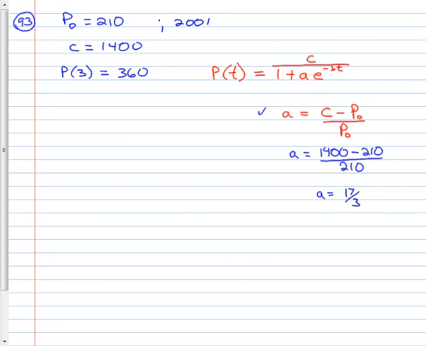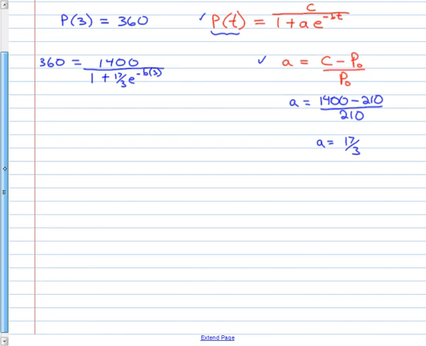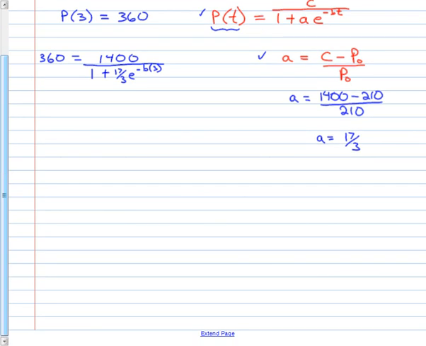Now the next thing I'm going to do is fill in this population with the information I know. I know a population 3 years later is 360. So 360 must equal my C, 1400, divided by 1 plus A, which is 17/3, e to the negative b times 3, because I know my time is 3. I could have written it as negative 3b, but I'll put it in that order for just a moment. So there's only one unknown, that b value, that we need to get to.